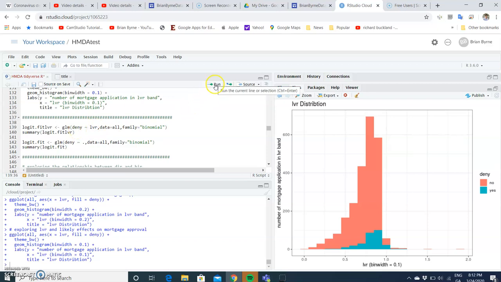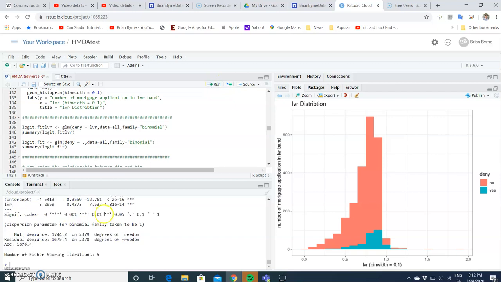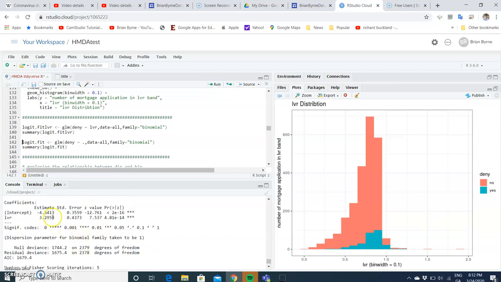So we run the summary, and what we find is, yes, there's a positive relationship between loan to value and deny. If an individual has a higher loan to value ratio, it is positively related to a higher amount of mortgage denial, and it's statistically significant. We have a z-value of 7.5 and a very low p-value, so statistical significance is not an issue here.